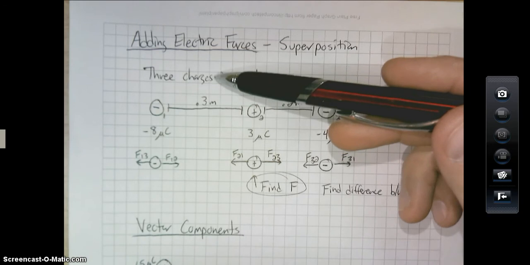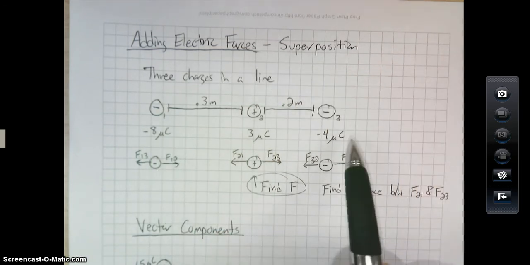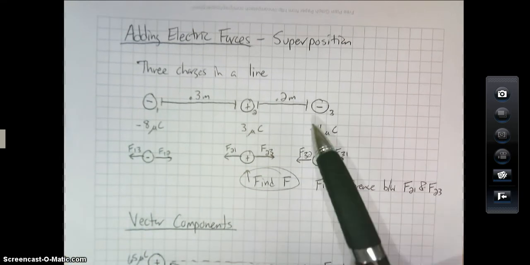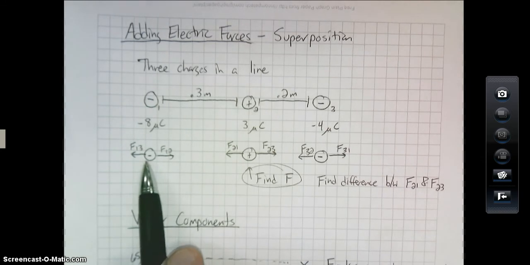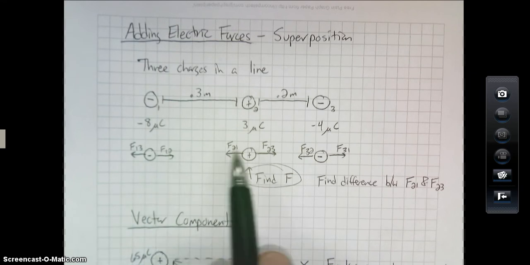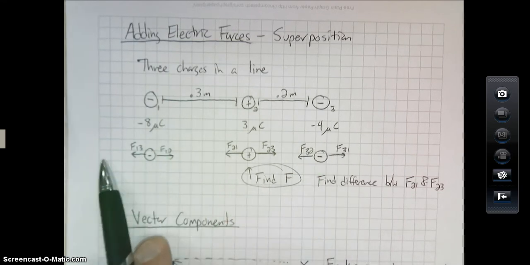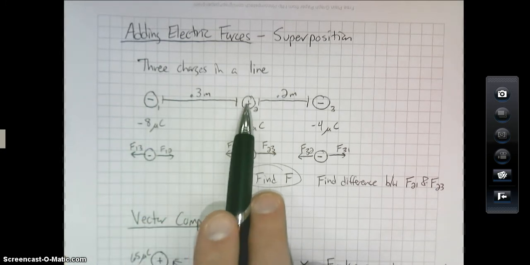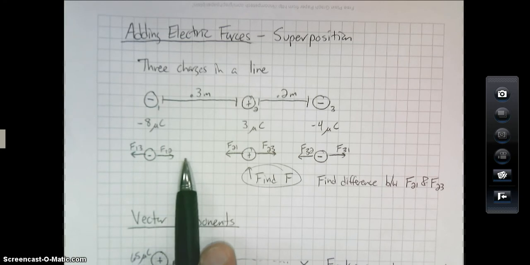If we do 3 charges in a line, so I've got a -8 microcoulomb, a 3 microcoulomb, and a -4 microcoulomb charge, and they're all in a line at different distances apart. The pictures underneath show the force on 1 by 3 and the force on 1 by 2. Notice that 3 is a negative charge and 1 is a negative charge, so that's repulsive, so it's going to push it away. Whereas 2 is a positive charge, so a negative charge and a positive charge are going to attract, so this force on 1 by 2 is an attractive force this way.